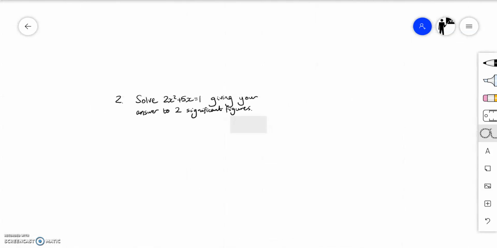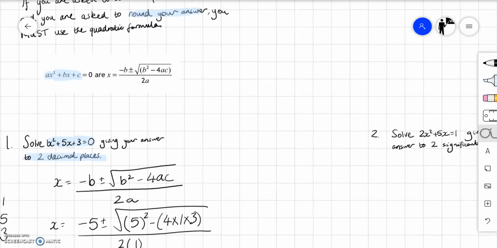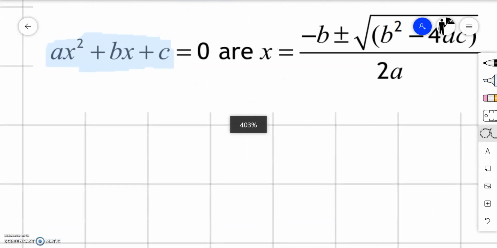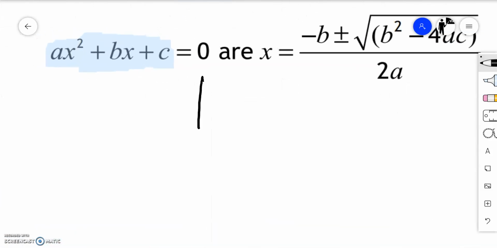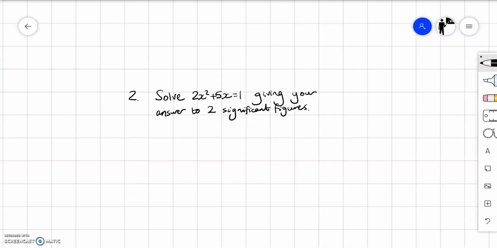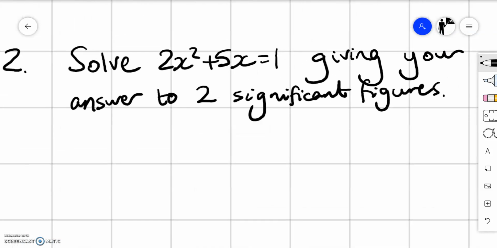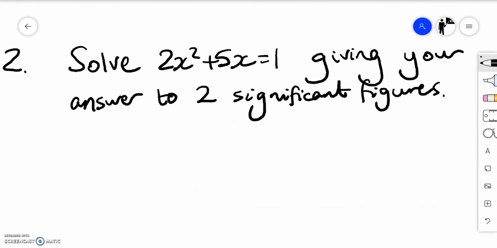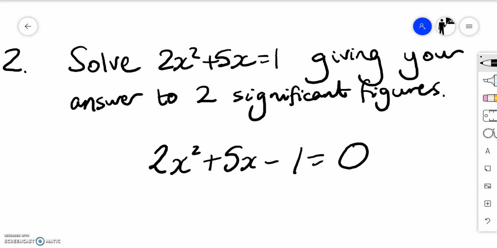Okay, let's have a look here. If we go back to our formula, do you notice that in order to use the quadratic equation, it must be equal to 0. Now if we have a look at our equation, it is not equal to 0. So we're going to need to make it equal to 0. So you don't want this 1 here, so I'm going to subtract it from both sides. So it's 2x squared plus 5x minus 1 equals 0.